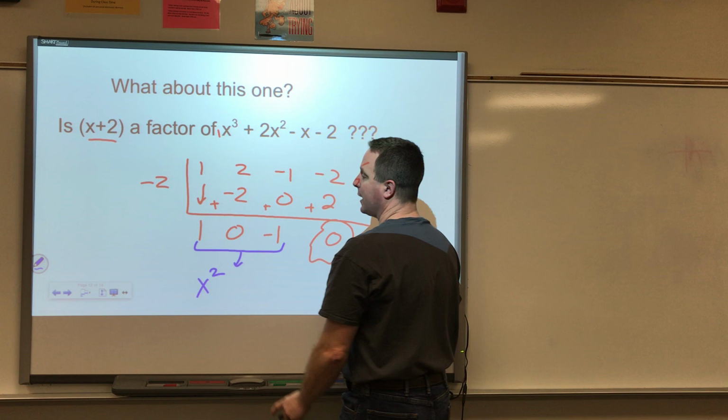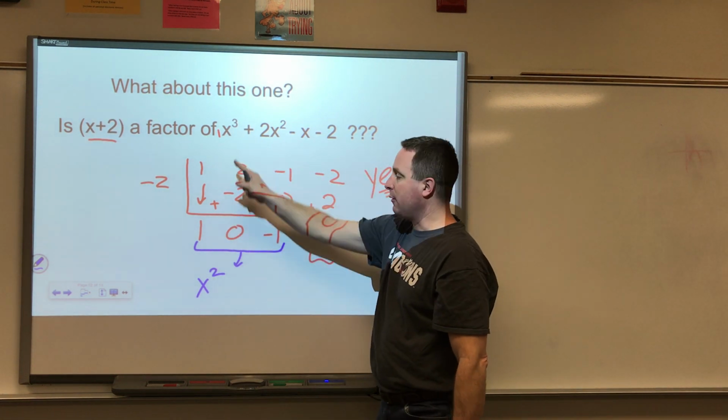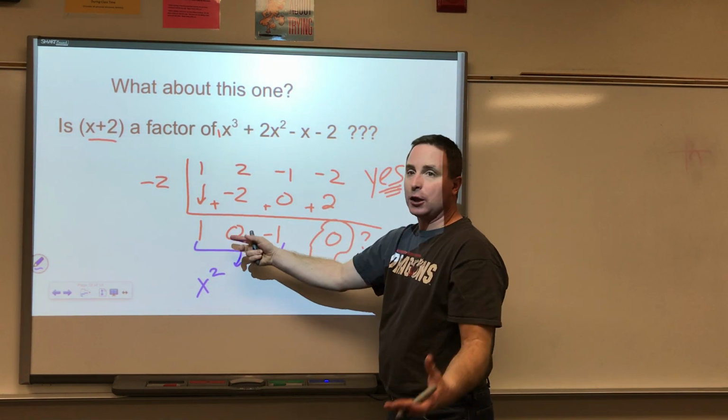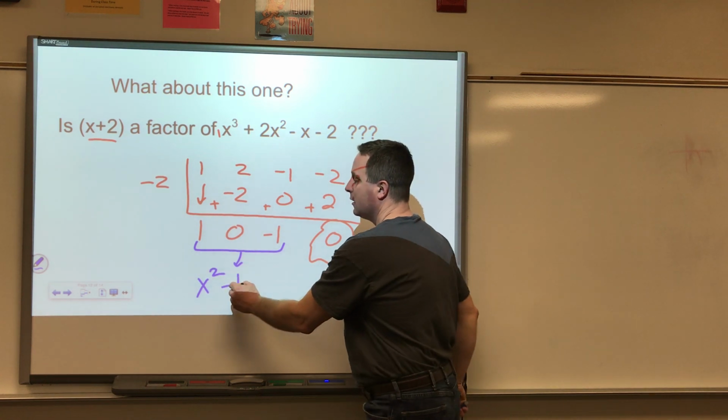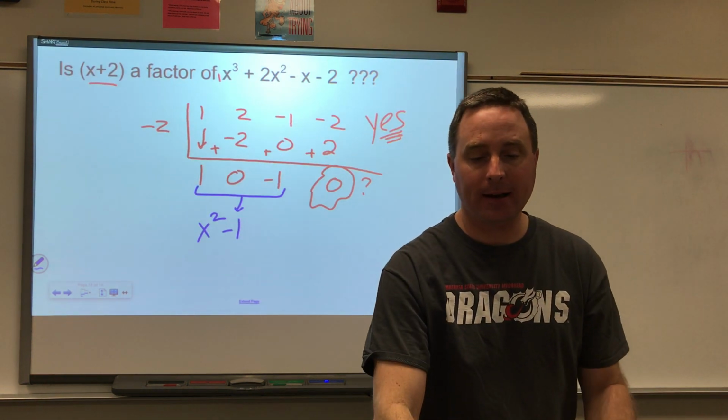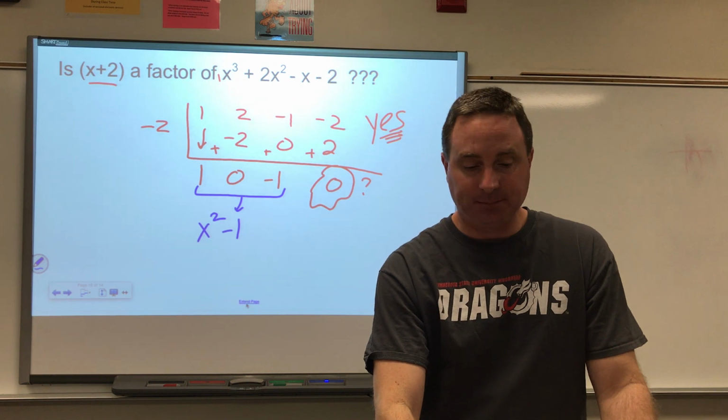This turns into x squared. I start with the third power, so this is x squared plus 0x. Well, I'm not going to write 0. Minus 1. Okay? Now, is that factorable?